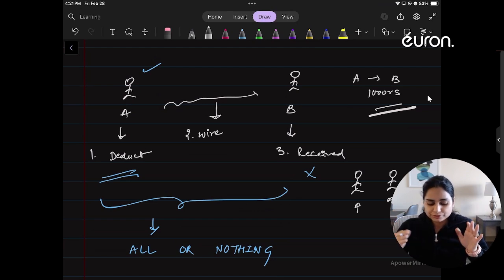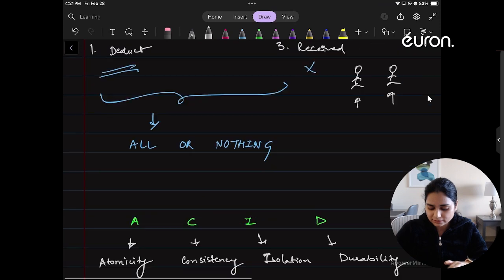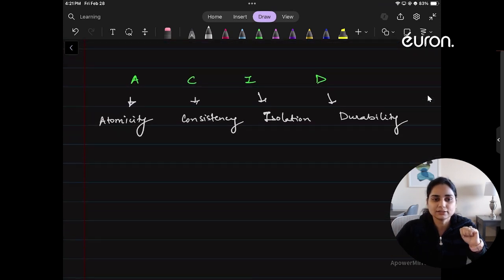So if any transaction is happening, and two persons are involved in that transaction, only they should be impacted by that. The remaining ones should remain in a consistent state before and after the transaction. So that is the meaning of the word consistency.